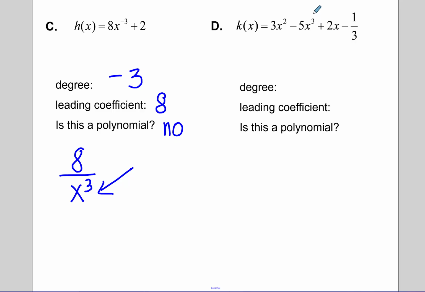And then this last one, the highest degree term is cubed, so it's a cubic polynomial with the leading coefficient -5. And even though my constant is a fraction, it still is a polynomial. There's no dividing on any variable, just a fraction, a dividing of a constant.